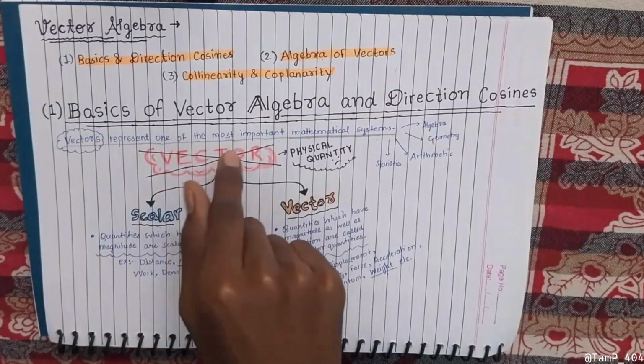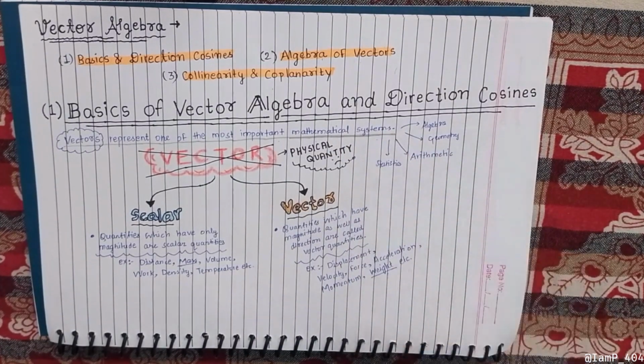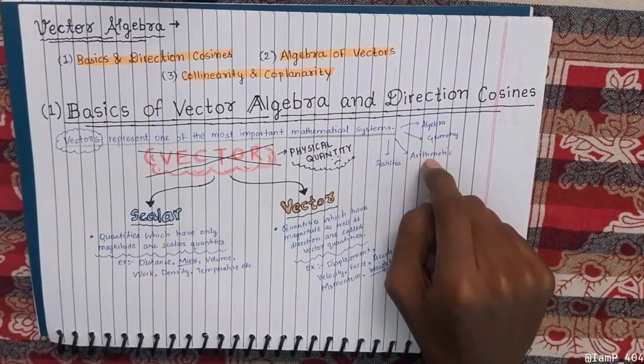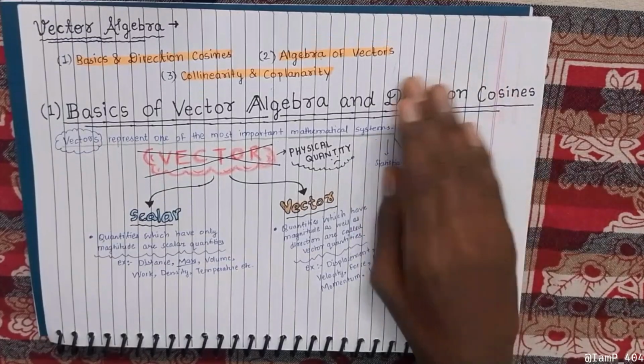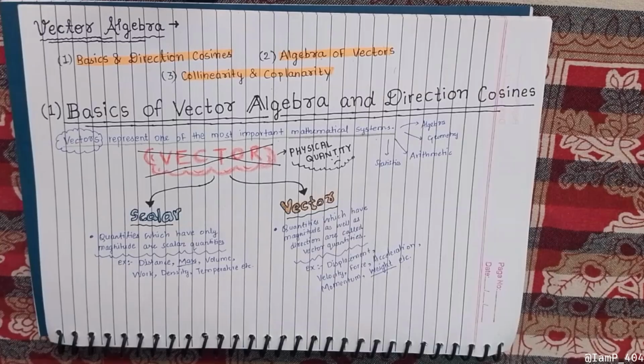Vectors represent one of the most important mathematical systems. Mathematical systems are defined as systems which are used in mathematics to solve problems. For example, algebra is a mathematical system, geometry is a mathematical system, arithmetic is a mathematical system, statistics is also a mathematical system. As with all of that, vector is also a mathematical system. In common sense, I am saying that vector is also a mathematical branch, like algebra, geometry, or even arithmetic.